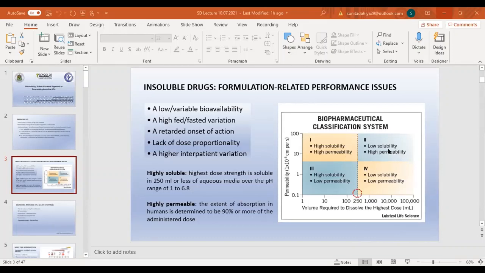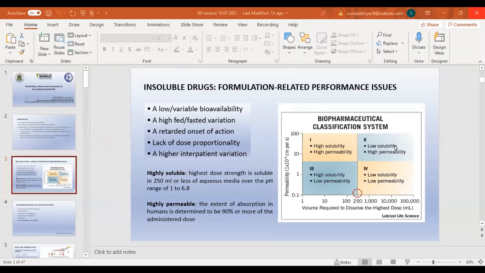Whereas in case of the BCS class 2 drug molecules, they have low solubility, but they have high permeability. Whereas in case of the class 3 drug molecules, they have high solubility but low permeability, whereas class 4 are the most notorious, or you can say most problematic drug molecules, because they have both low solubility and low permeability. So now if we want to improve the performance of such drugs, then we have to focus on the problem area. And the problem area for the BCS class 2 drug is low solubility.